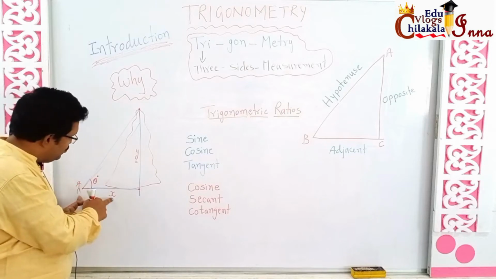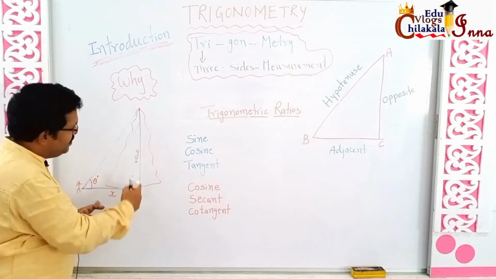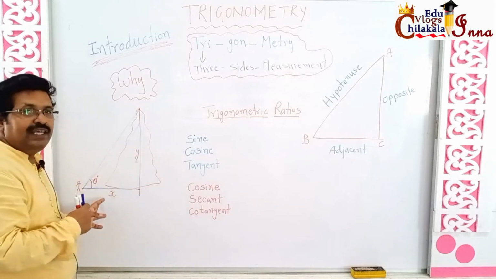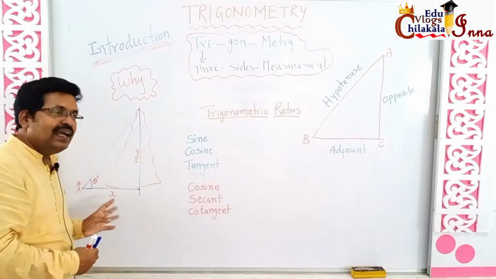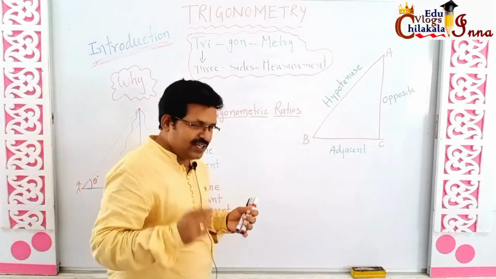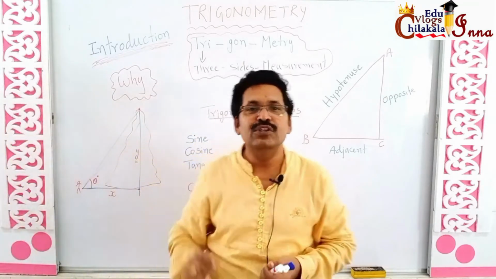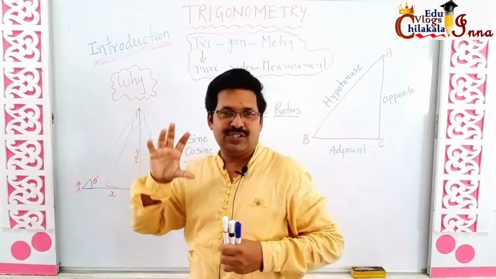If we have one angle and one side, you can simply find out the height of Mount Everest. How are we going to do that? This branch of mathematics called trigonometry will help you to make these kinds of impossible measurements.